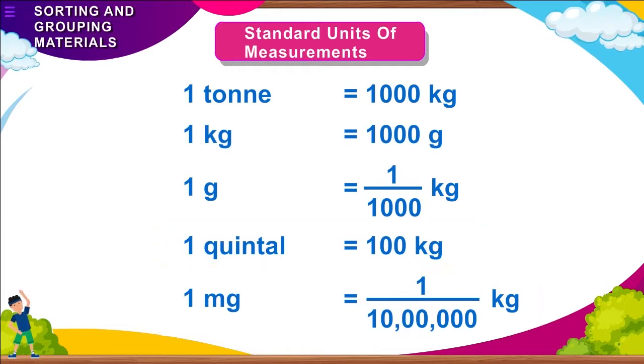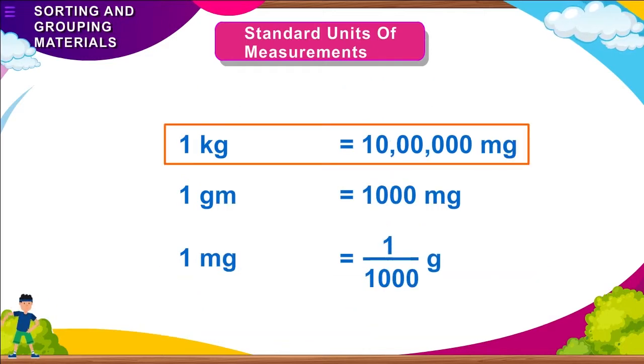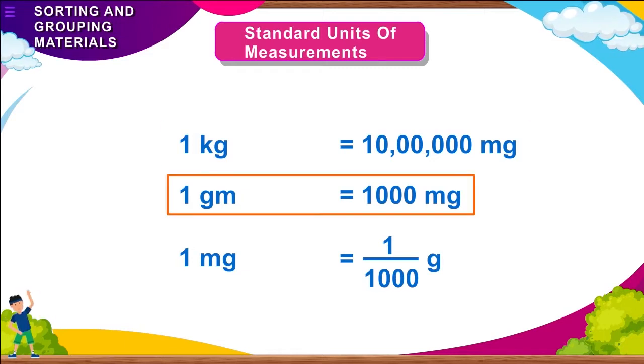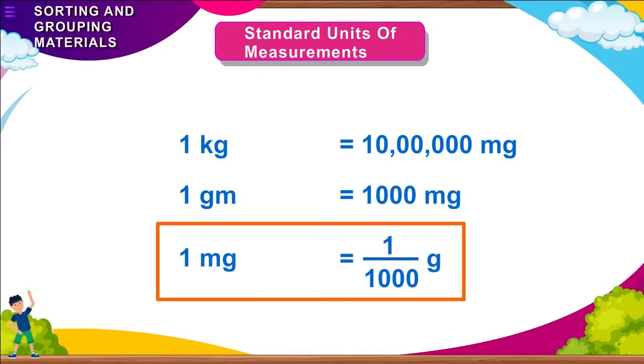1 mg is equal to 1 upon 1 lakh kg. 1 kg is equal to 1 lakh mg. 1 gram is equal to 1000 mg. 1 mg is equal to 1 upon 1000 gram.